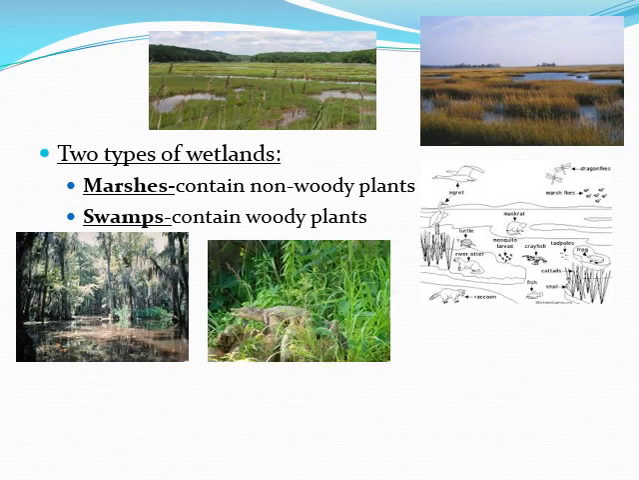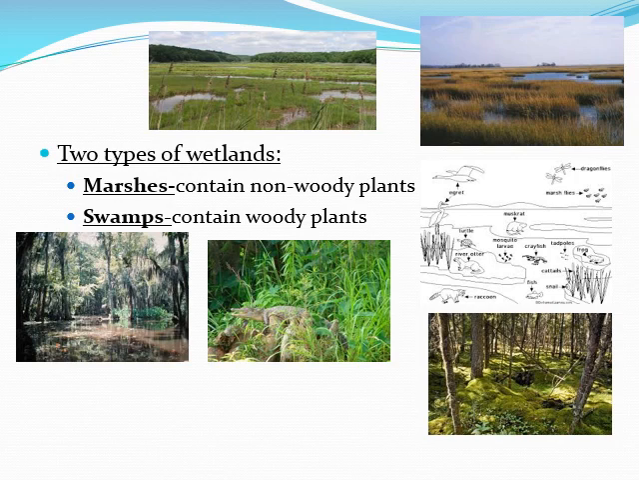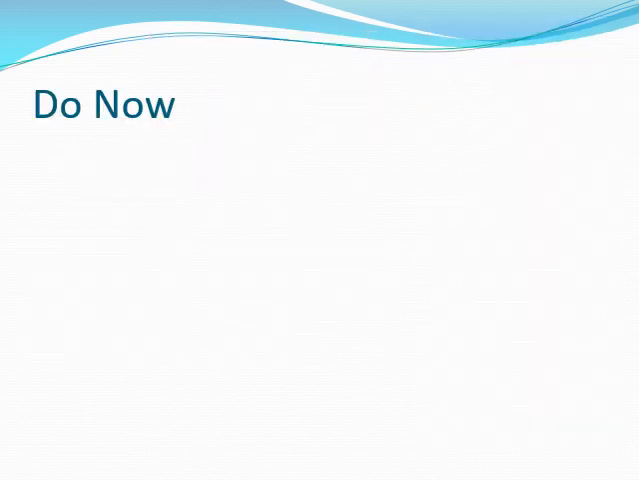Swamps, they're going to contain more woody plants, so more trees and big bushes and logs. So there's going to be more places for organisms to take shelter in those trees and in those big plants, like we can see in this picture here of the crocodile in the middle. But that's going to be the difference between those. Marshes do not contain woody plants. Swamps do contain a lot of them.